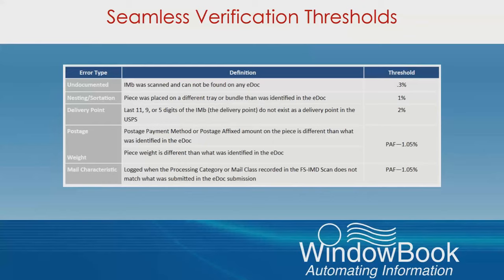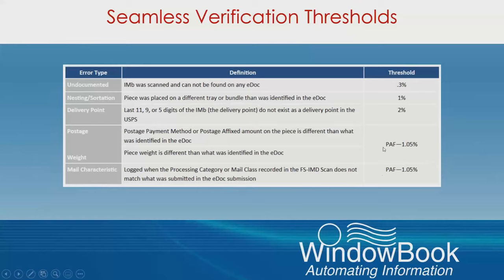The move update process is also measured, as is the accuracy of the delivery point data. Mail piece characteristics are also measured as part of the sampling process. And the nesting and sortation accuracy is measured by comparing the e-doc with both the MPE and the census sampling. Postage, weight, and the barcode scan rates are also measured. And you can see in this chart what the Postal Service defines as the acceptable error thresholds.